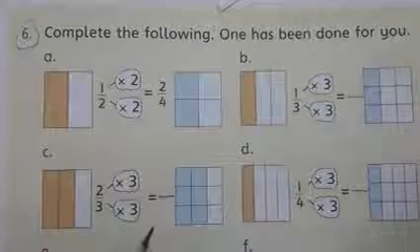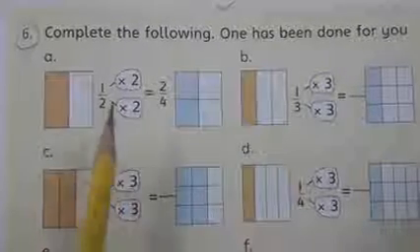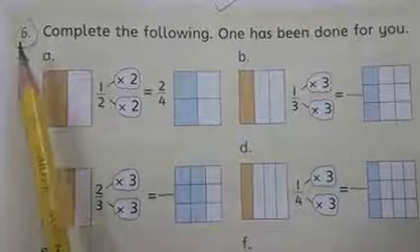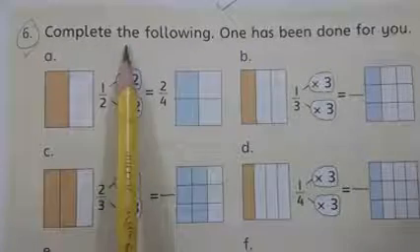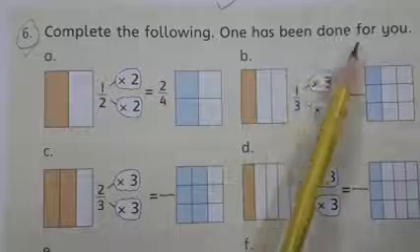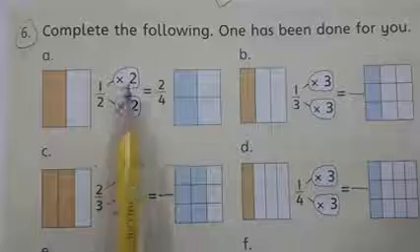Students, take out your Countdown book 3 and open book page number 117. Today we are doing question number 6 of exercise 3A. Our first question is, complete the following. One has been done for you. As you can see, these are equivalent fractions.